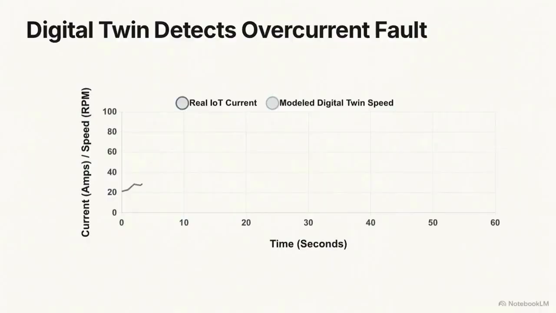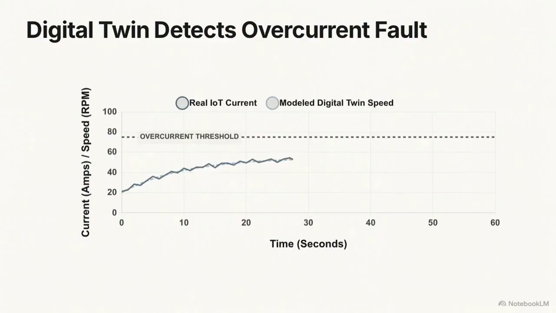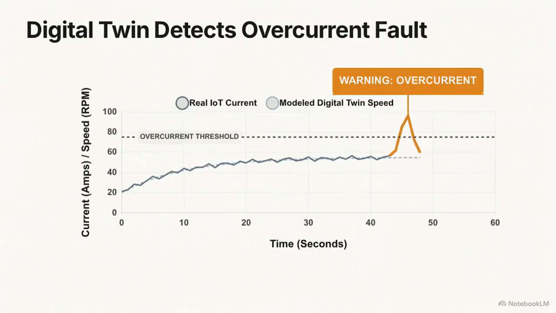This chart compares our two streams of information side by side. On the left, we plot the raw, fluctuating current data from the IoT sensor. On the right, we plot the smooth, calculated speed generated by our digital twin model. Because the simulation provides a perfect mathematical baseline, our system constantly compares it to the real-world input. If the live data deviates too far from the model, we instantly flag anomalies like overcurrent.